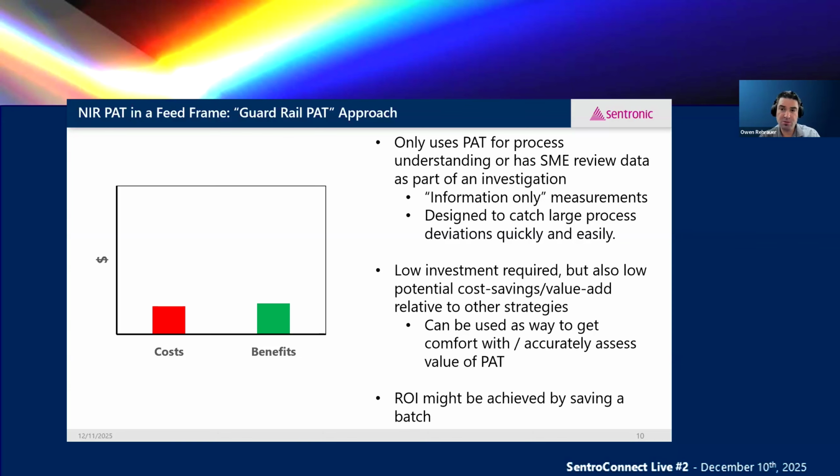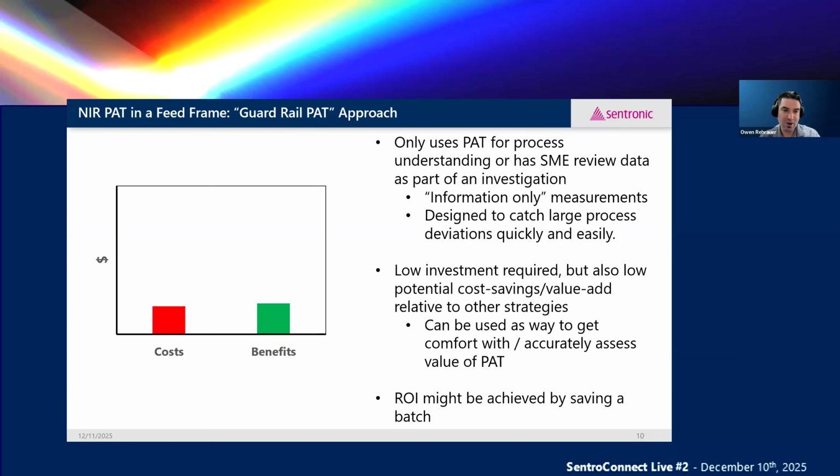For example, in a bin blending process, this might be making NIR measurements and using it to validate that all ingredients of a blend were put into the bin blending operation. If you can catch that and save a batch, the cost of that batch alone might make return on investment for the PAT.